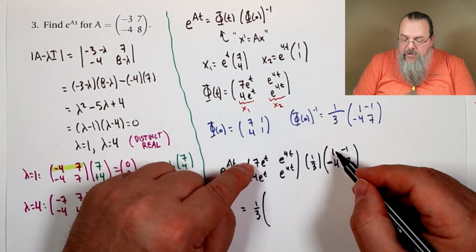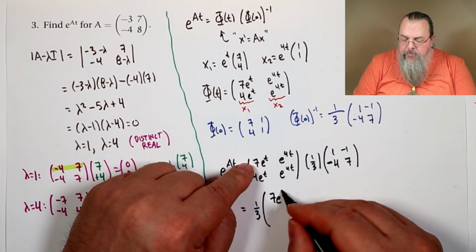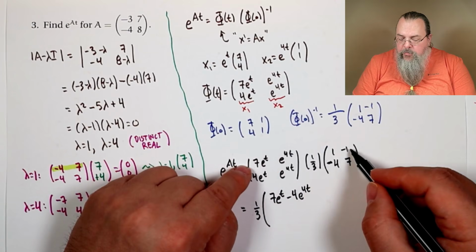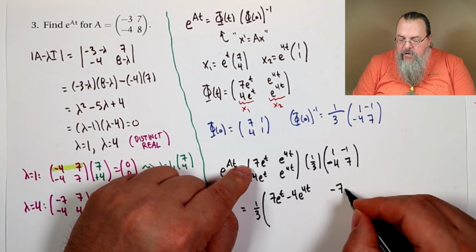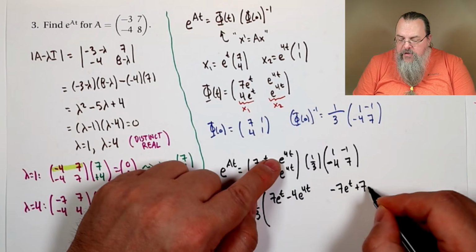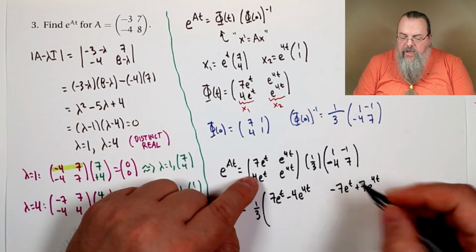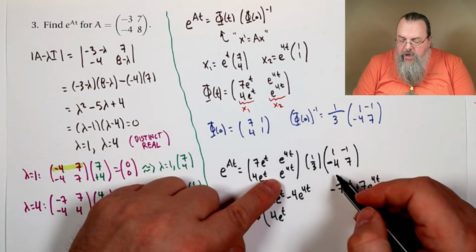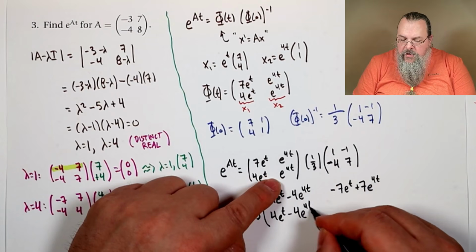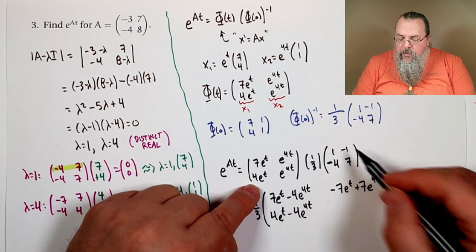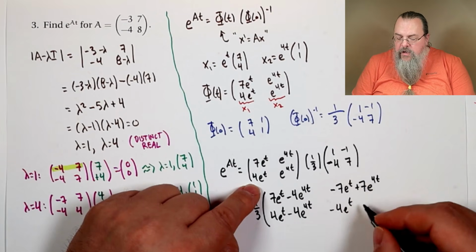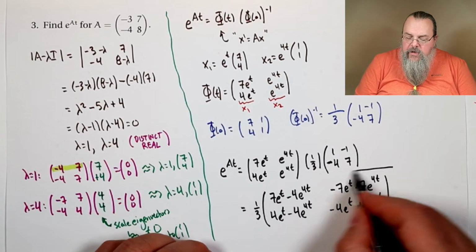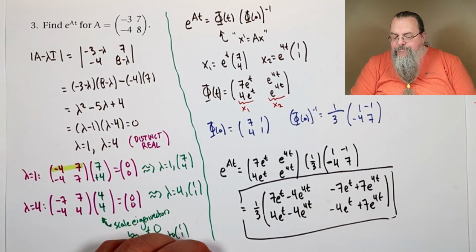And then we'll have 7 e to the t minus 4 e to the 4t, minus 7 e to the t plus 7 e to the 4t. We'll get 4 e to the 4t, 4 e to the t minus 4 e to the 4t. And finally, we'll get minus 4 e to the t and plus 7 e to the 4t. And there we go.